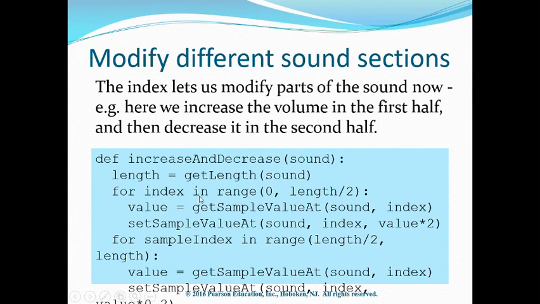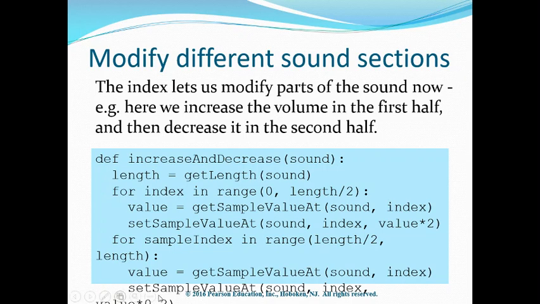Then we say for index in range, and then we have 0 to length divided by 2, right? Length divided by 2 obviously is the first half. So we go through the for loop and do all our operations. We multiply by 2. And then after this for loop's done, we have another for loop that says for the sample index in range, length divided by 2 comma length. So this is the other half of the sound that we didn't touch yet.